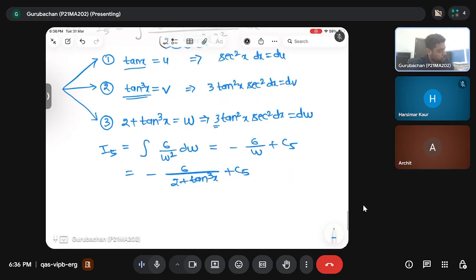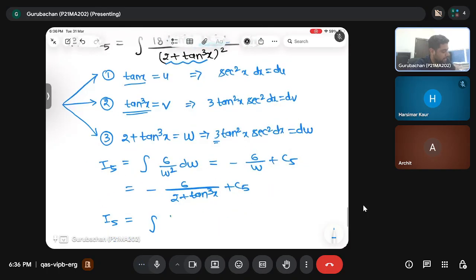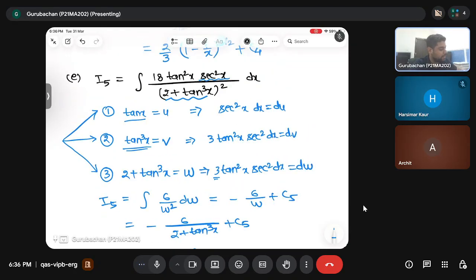Now suppose you try that du term, so what will be the case? Then 18 u square in the numerator, secant square dx is du.